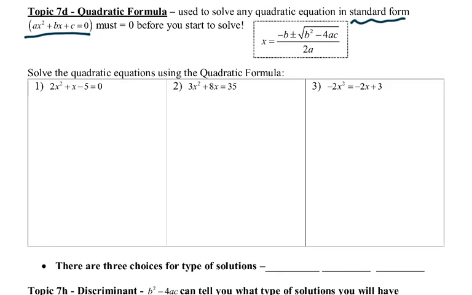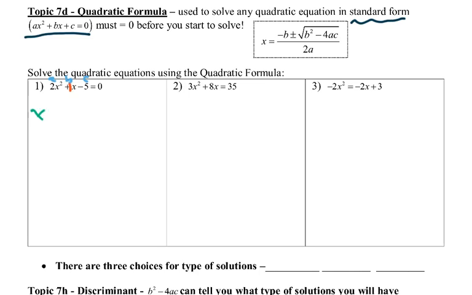To use the quadratic formula, I like to label my a, b, and c because it's just sort of helpful for me. So in our first problem, a is going to be the 2 in front, b is the 1 that's sort of invisible and sitting in front of x, and c is going to be -5. So remember that the letters a, b, and c are standing for the coefficients. They're not actually standing for the x's themselves.